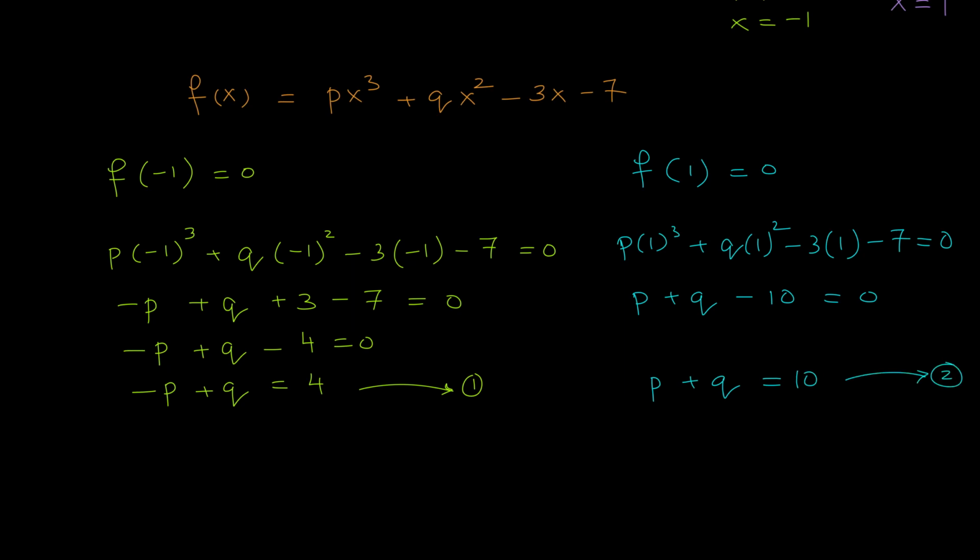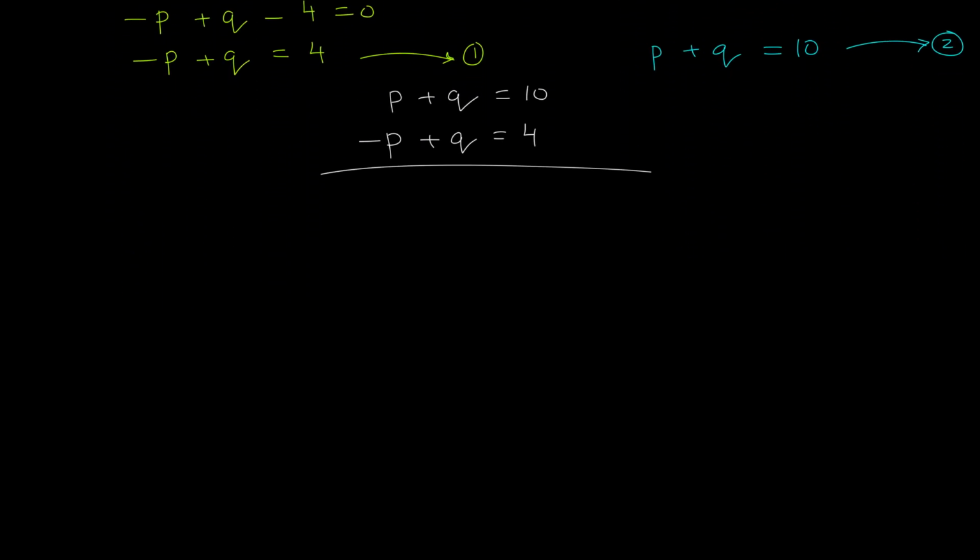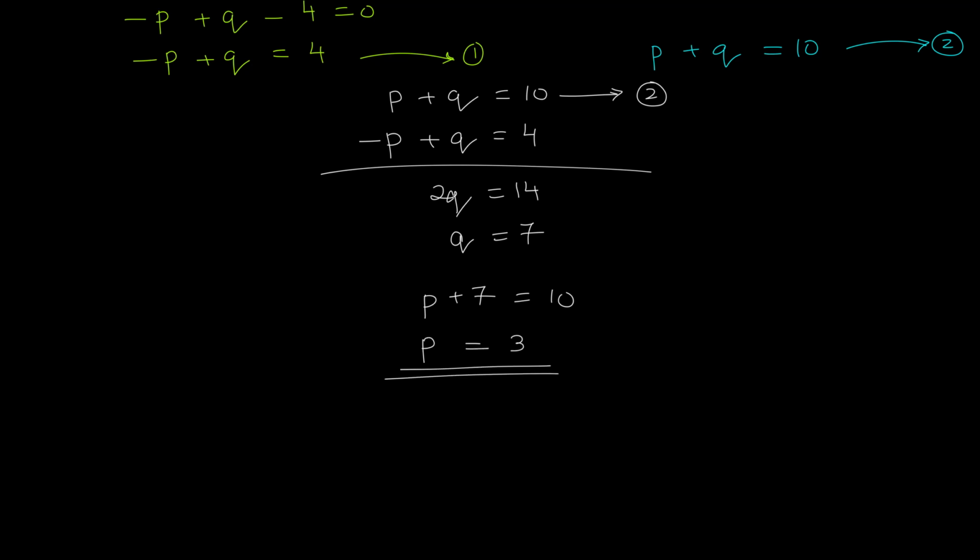Simple equations which can easily be solved using the process of elimination. p plus q equals 10, minus p plus q equals 4. Add up both the equations. What do we get? 2q equals 14. Therefore, q comes out to be 7. Similarly, p plus 7 equals 10. I'm using this particular equation, which is equation 2. And p is equal to 3. So therefore, the value of p comes out to be 3. The value of q comes out to be 7.